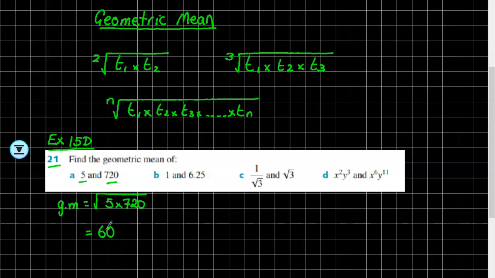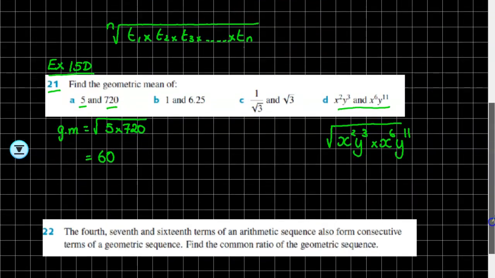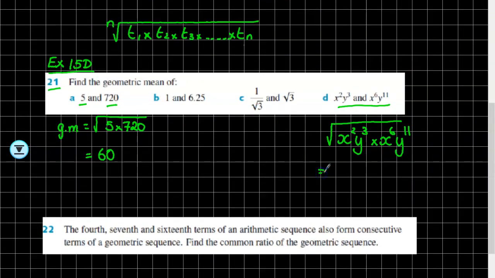With this one, what are we doing there? Once again, we're going to times them together and square root. So the square root of x squared y cubed times x to the 6 y to the 11. Make sure your x's look different to your multiplication sign, so you don't make a mistake.